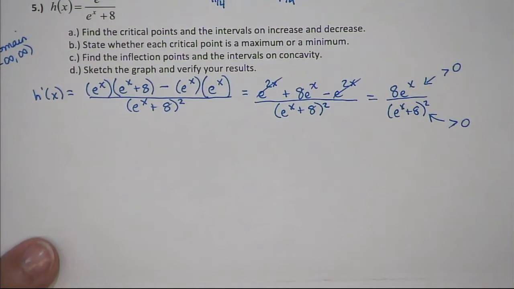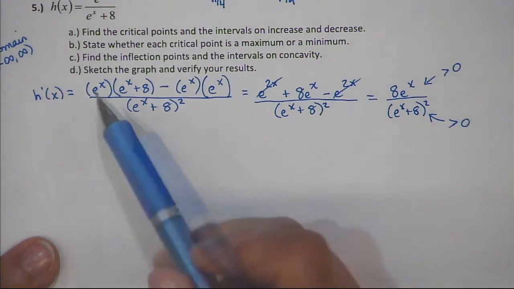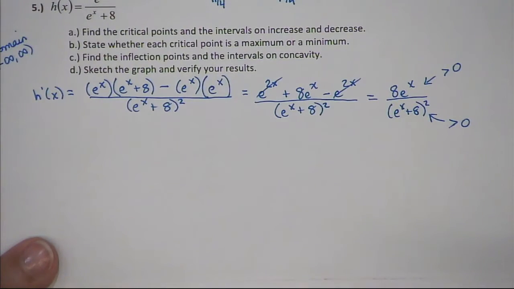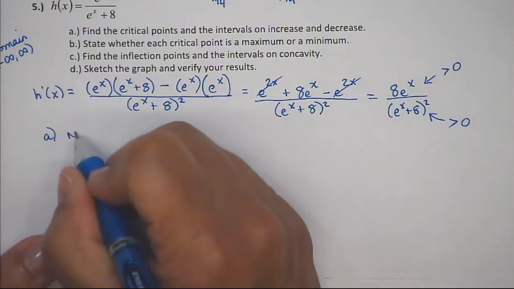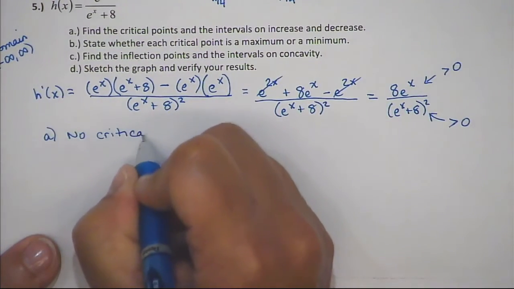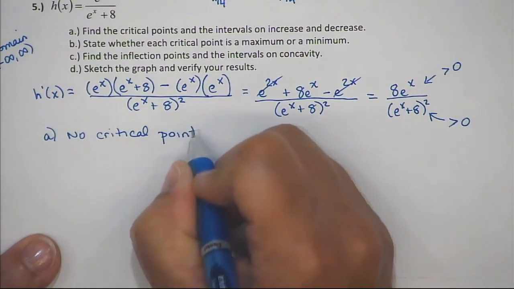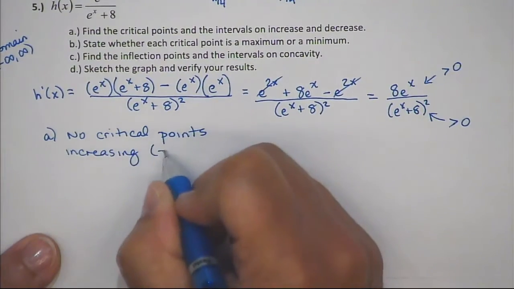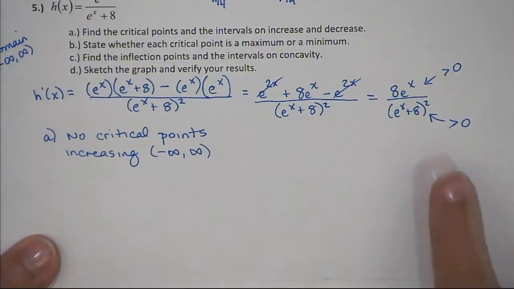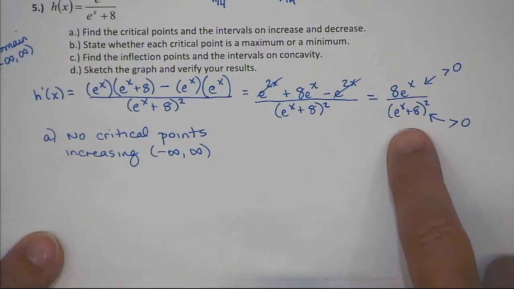So that means there are no critical numbers for the first derivative, which means there are no max and mins. So all I need to know is, is this graph increasing or decreasing? Well, if the derivative is always positive, that means it's always increasing. So we can answer A and B pretty quick, because there's not a whole lot going on. So for part A, there are no critical numbers or critical points. And this thing is always increasing. So it's increasing from negative infinity to infinity, because the derivative is always positive.